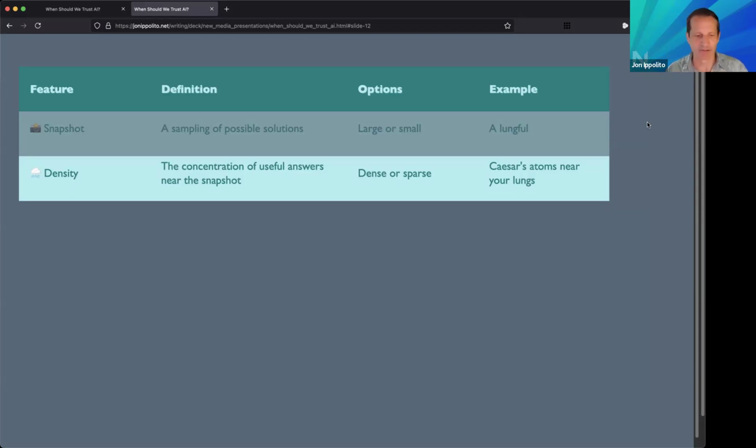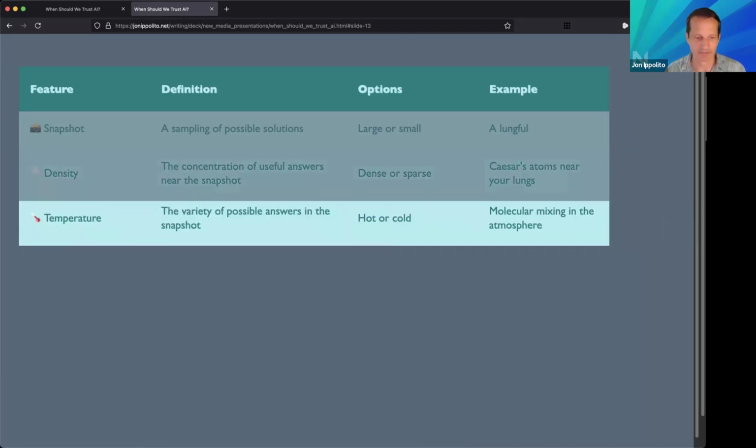So the example of that I mentioned is Caesar's atoms near your lungs. How dense is that, sort of like probability? And as I've tried to show you before, that's actually quite possible. In fact, it's very possible, very probable.